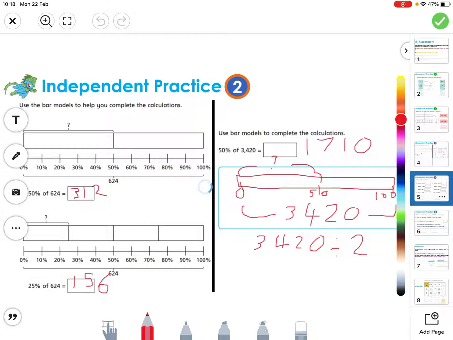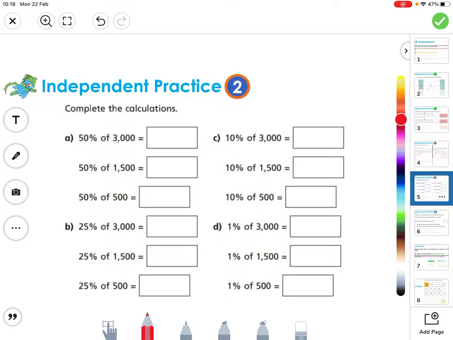Slide number 5. 50% of 3,000 is 1,500. 50% of 1,500 is 750. And 50% of 500 is 250.